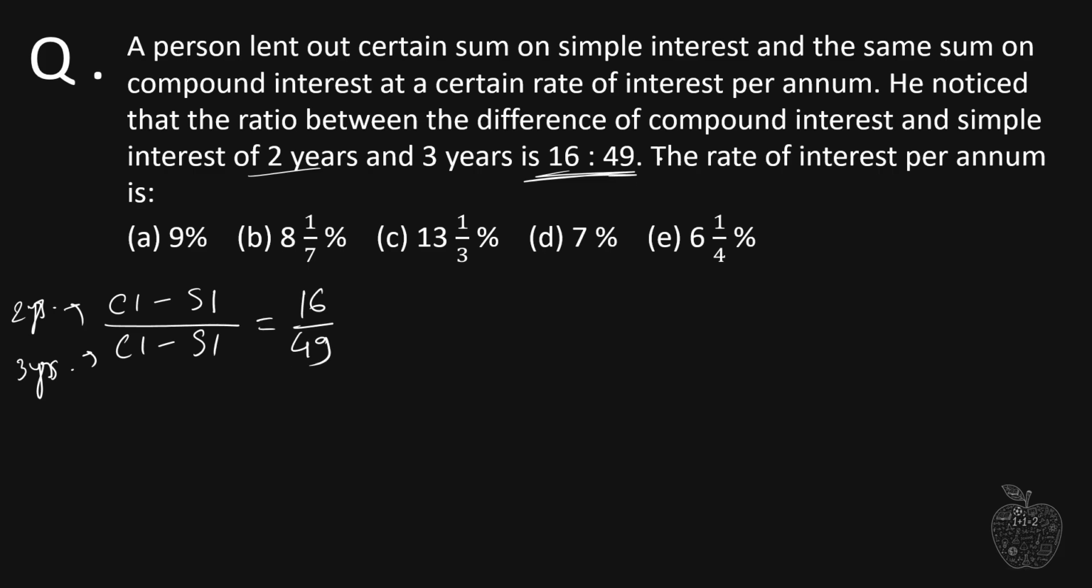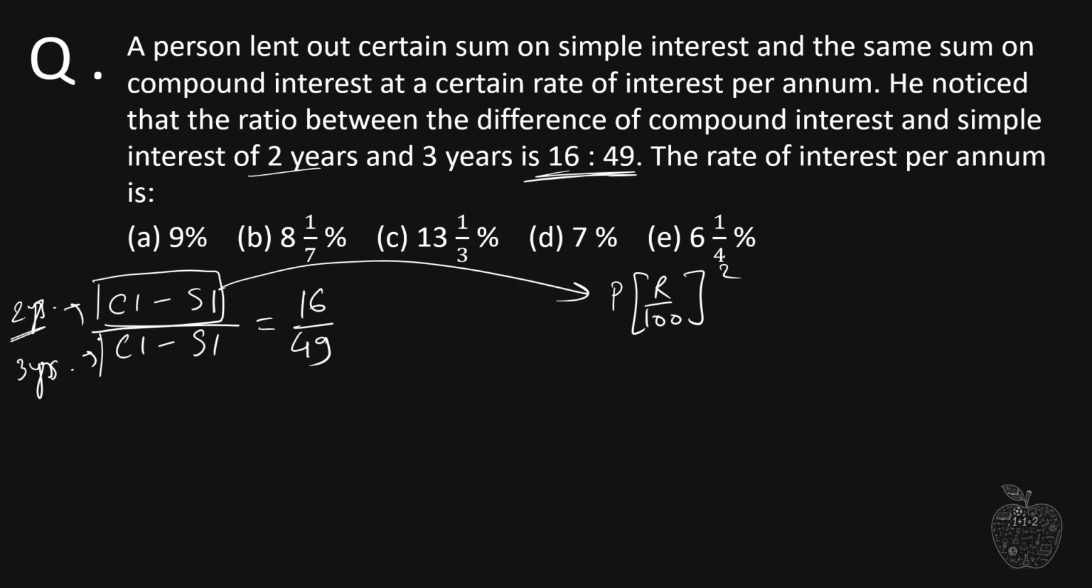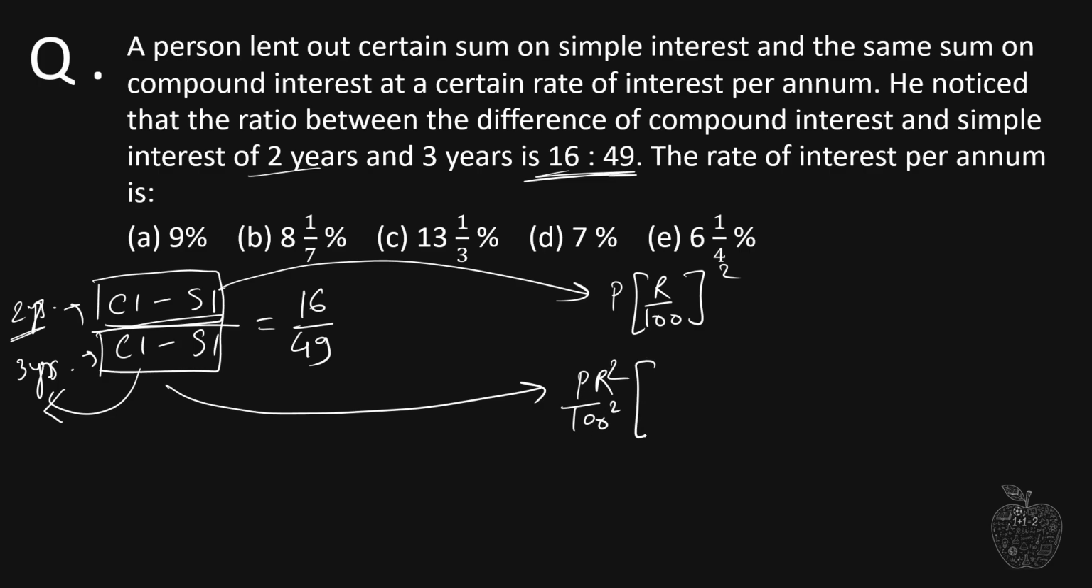16/49. Now, if you remember the formula, the difference between compound interest and simple interest for 2 years is PR over 100 whole square, and the formula for the difference for 3 years is PR square over 100 square, in bracket 300 plus R over 100, and this is equal to 16/49.